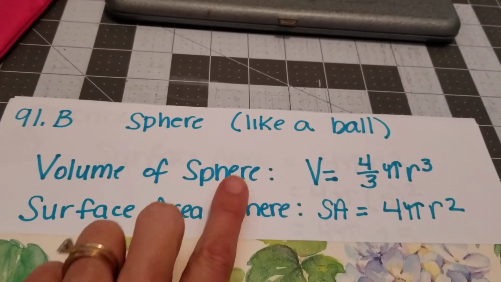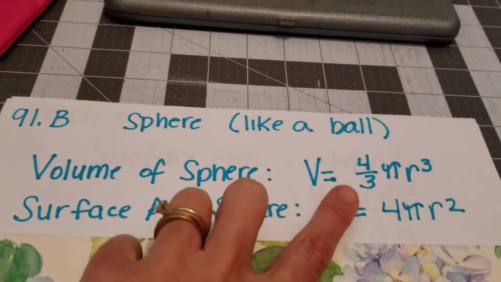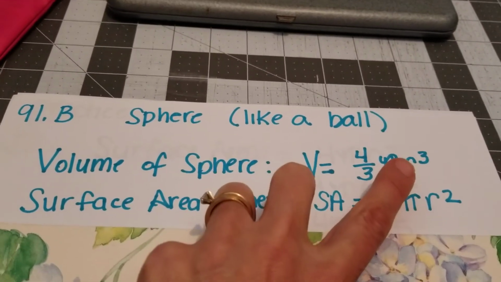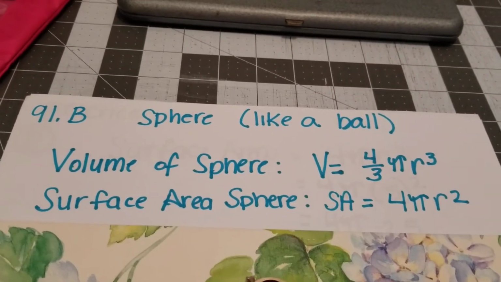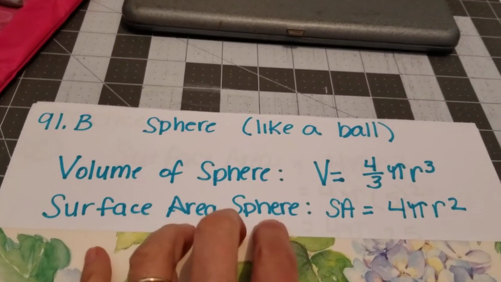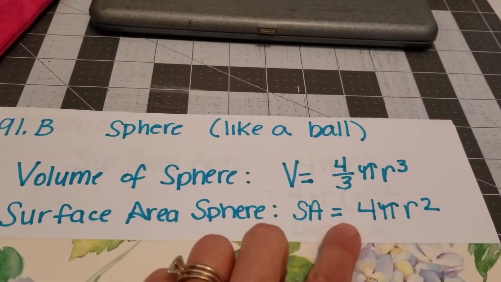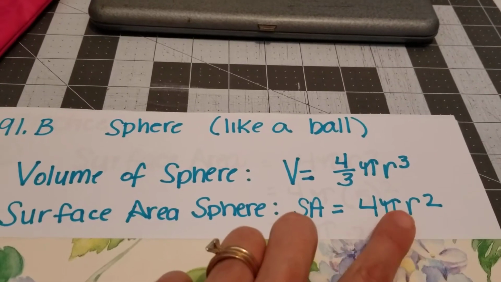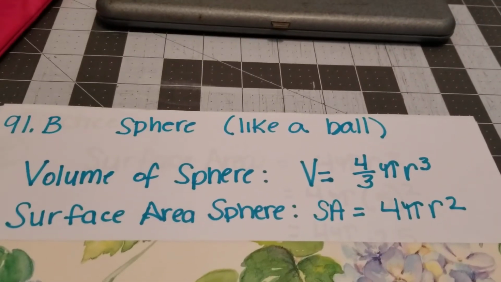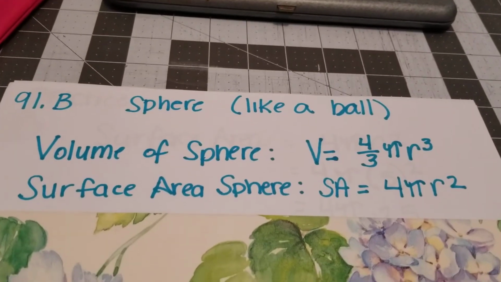So the volume of a sphere is volume equals 4/3 pi r cubed. Remember, volume is always in cubed. So hopefully that reminds you to use the r cubed. And r, of course, means radius, right? The surface area of the sphere, surface area, is 4 pi r squared. Again, area is squared, and the radius is squared in that one. So that maybe will help you.